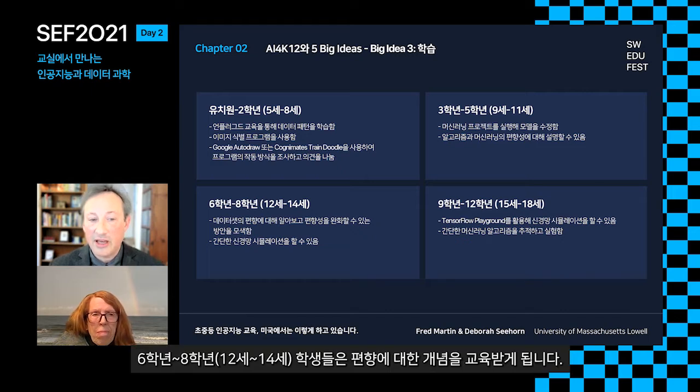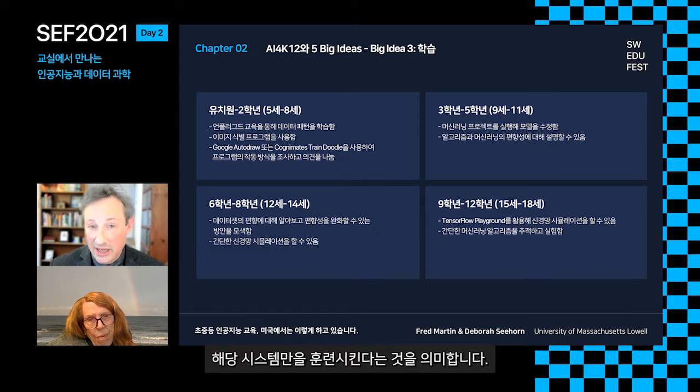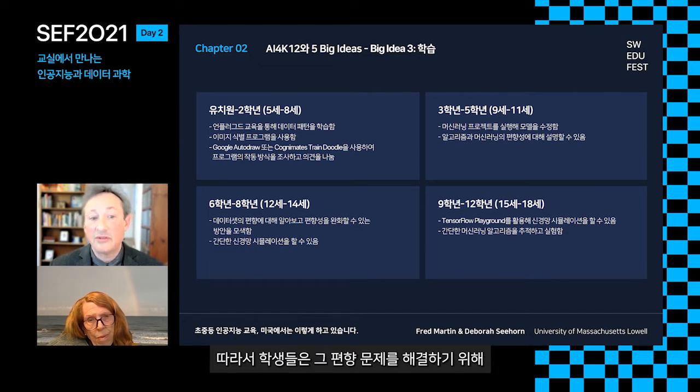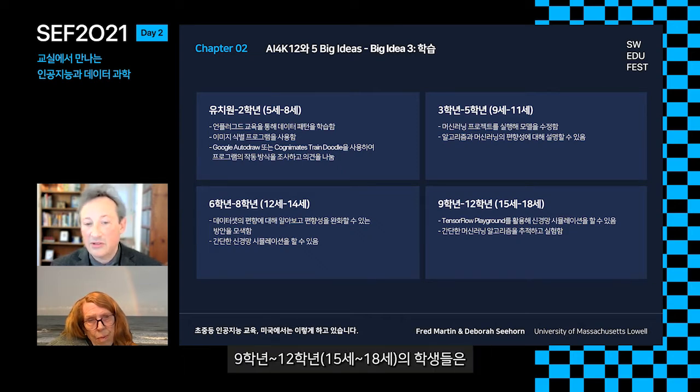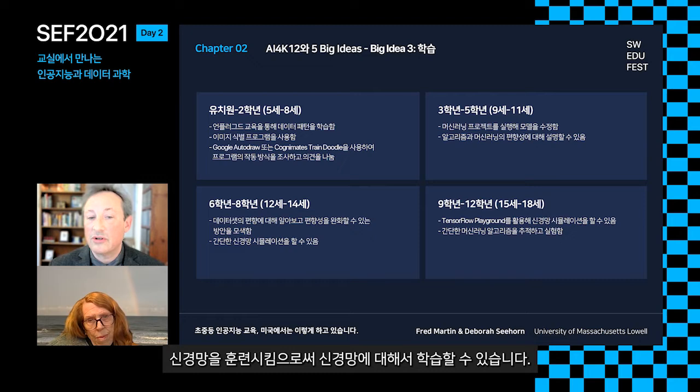At the next grade band, grades 6 through 8, students are introduced to the idea of bias. The idea here is that a training data set will only train the system based on examples in that data set. And so if the data set is limited, then the system will be biased. So students can extend the training set to address bias. At the high school, grades 9 through 12, students can learn about neural nets by training a neural net using an online tool called the TensorFlow Playground.